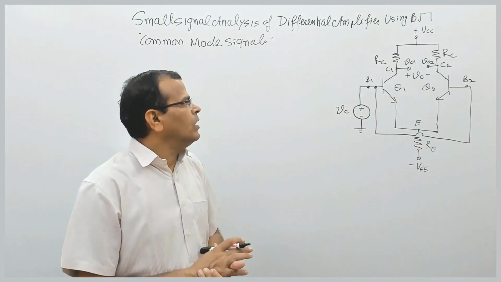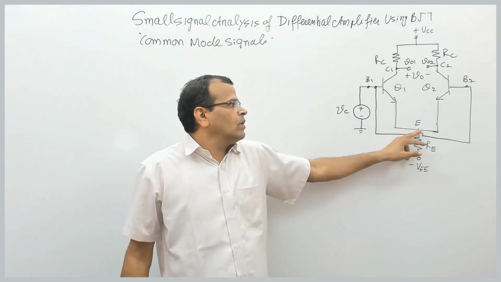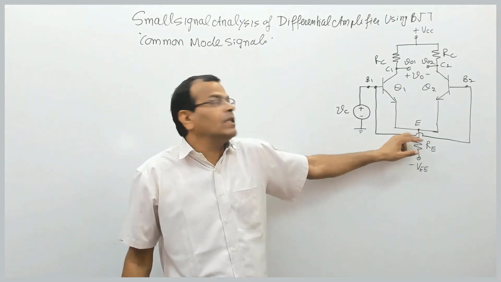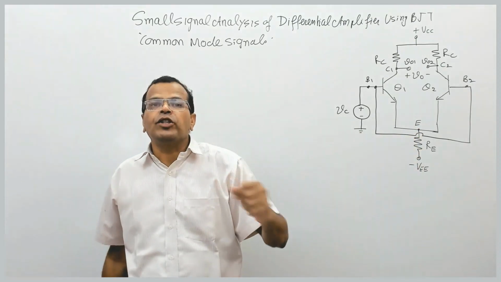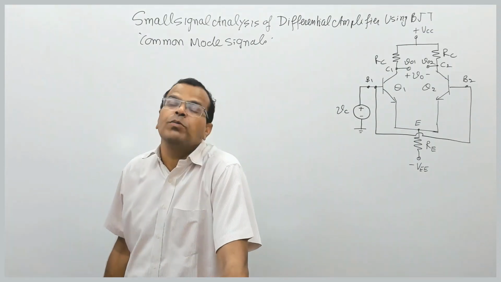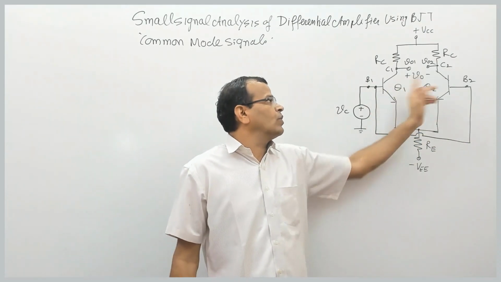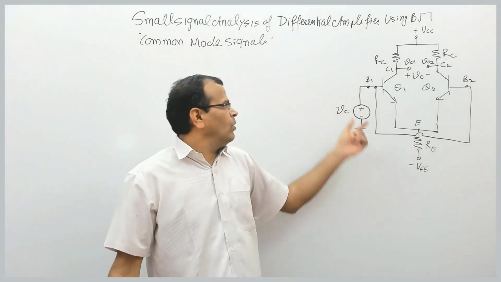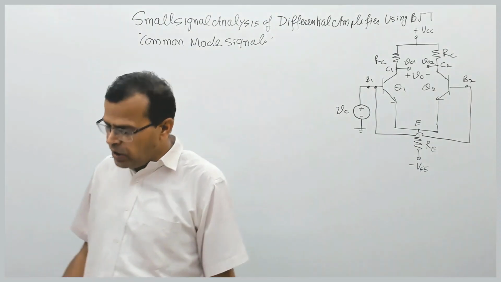Fine. So in differential mode, if you remember, I took the small signal equivalent with the small signal value at E equal to 0. For small variations, E was at 0 potential for AC signals. But in this case, when you apply the same input signal to transistors Q1 and Q2, you cannot take this at 0 potential. It will be some voltage minus the drop across VB, that will be the potential at E.